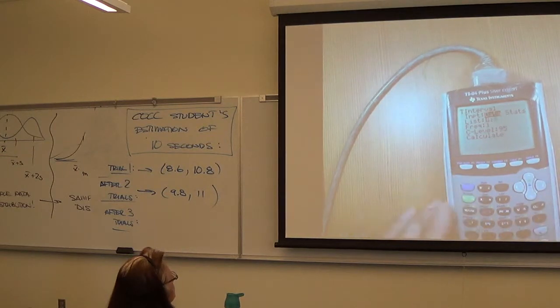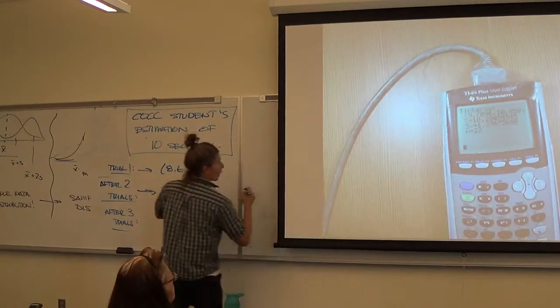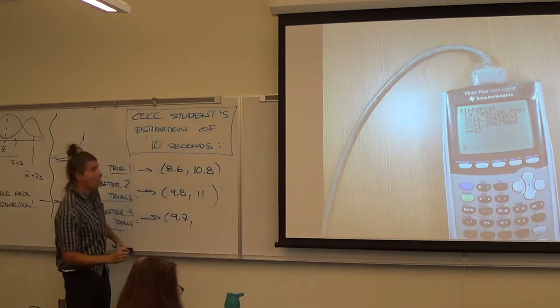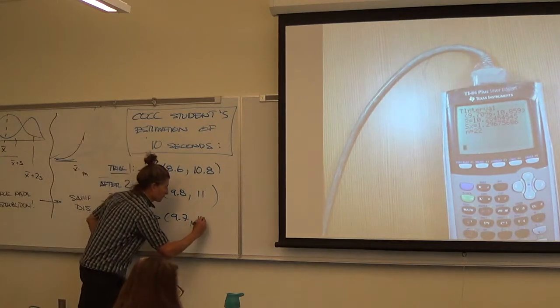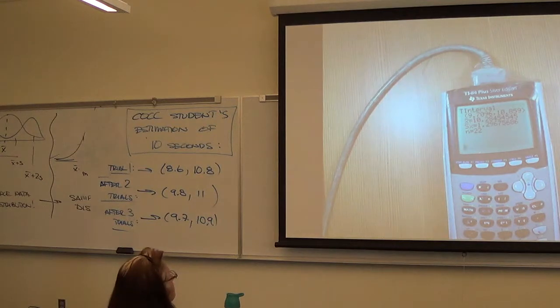One more. L3. This is after 3 trials. What do we got? 9.7 to 10.9. Very similar to 2 trials. All of which capture 10. All of them capture 10, which means I don't get crazy.